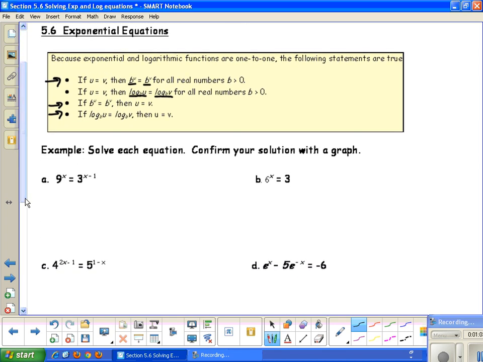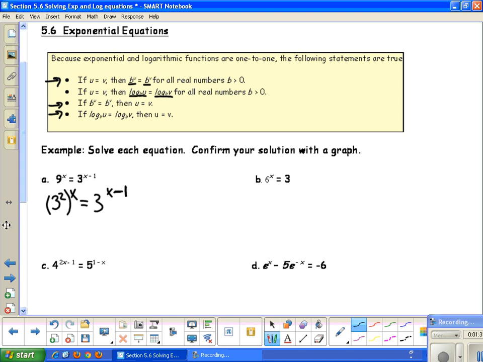So you always first want to try to get the same base if you possibly can. If you can't get the same base, then we'll solve it a different way. If you look at this first question, A, we can make 9 into base 3. Since we can make a similar base, we can solve this quite easily. So this would be 3 squared, all to the x, because 3 squared is 9, equals 3 to the x minus 1.